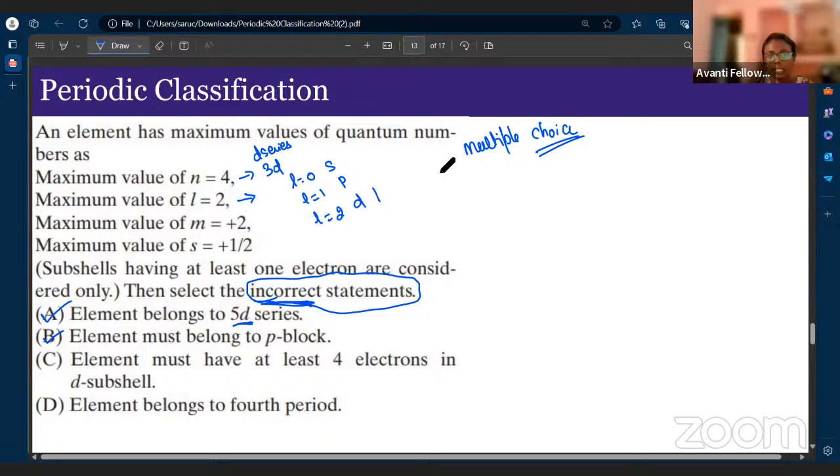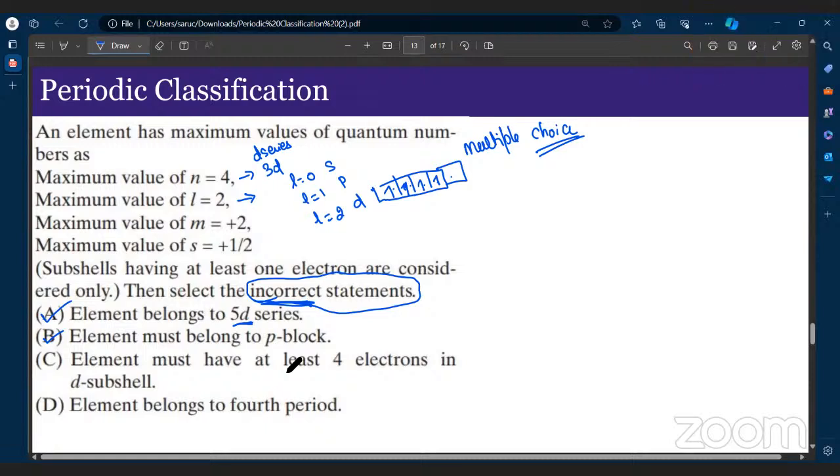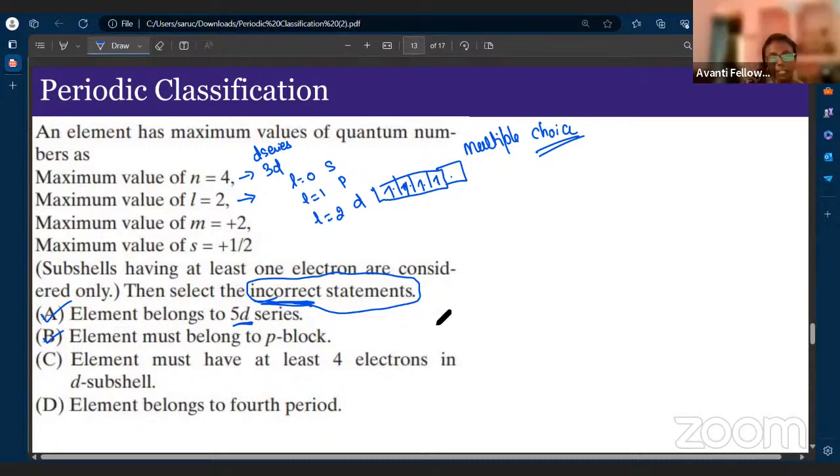We know that D has how many subshells? It has 5: 1, 2, 3, 4, 5. So it can contain at least 4 electrons, which is a correct statement. And the element belongs to the 4th period. Does the element belong to the 4th period? Yes. So therefore, the incorrect statements are A and B. Okay, got it? Yes. So moving to the next question.